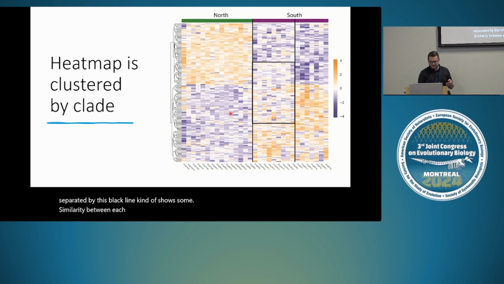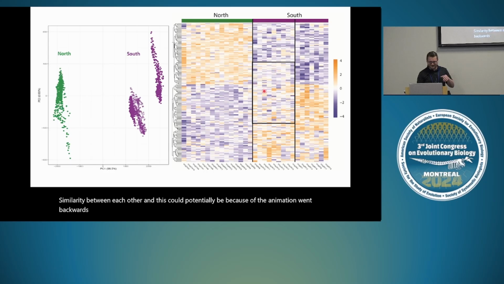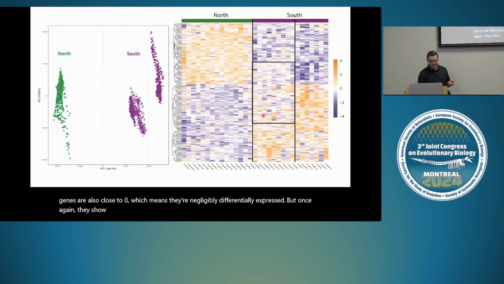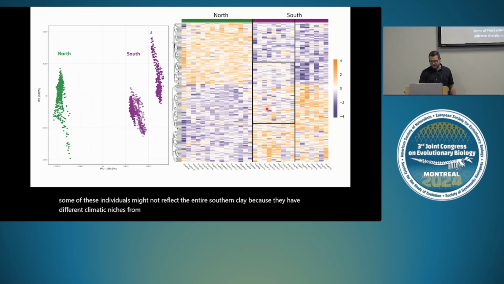And this could potentially be because of, the animation went backwards. So here's the box outlining what I'm mentioning. Some of these genes are also close to 0, which means they're negligibly differentially expressed. But once again, they show microclimatic divergence, so it can be expected that some of these individuals might not reflect the entire southern clade because they have different climatic niches from where they were sampled.